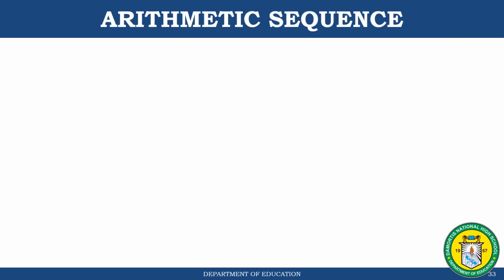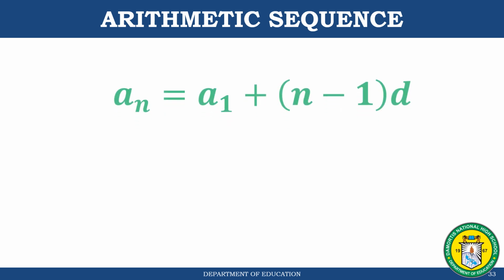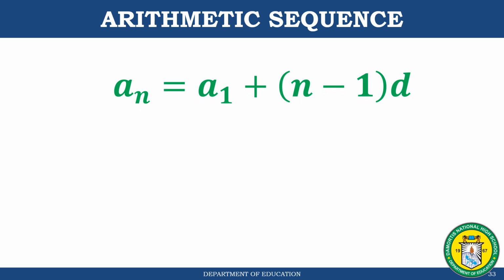What if you're given a task to find the last term of a sequence with 500 terms? What are you going to do? So, you're going to have listing, right? Correct. But there is an easier way to find the last term of an arithmetic sequence. That is using this formula.